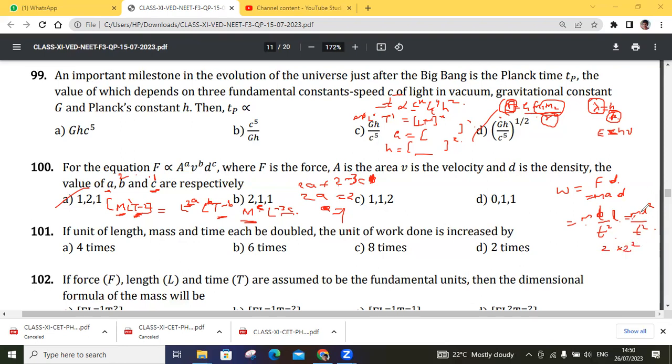Length becomes 2 square, 2L whole square is 2 square. It becomes 2M, 2 square L square divided by time also 2T whole square, 2 square T square. So M L square T square is there, and the others, 2 square, 2 square cancel, leaving 2. So it becomes 2 times. Right, option D. Go for 1 and 2.